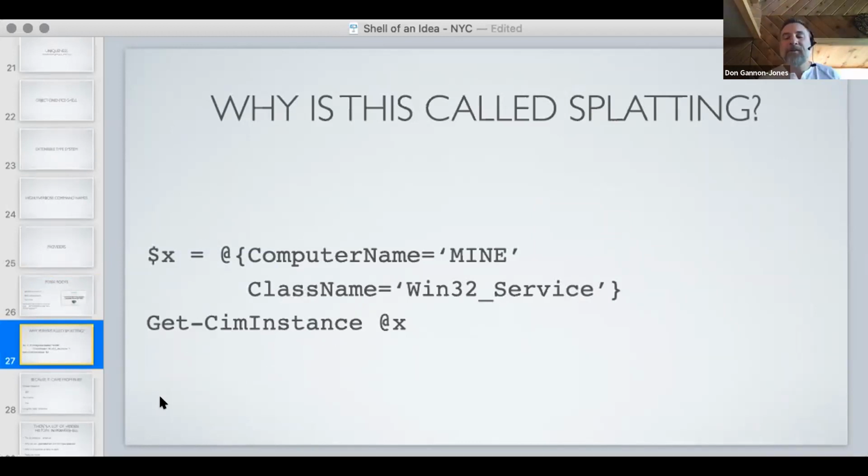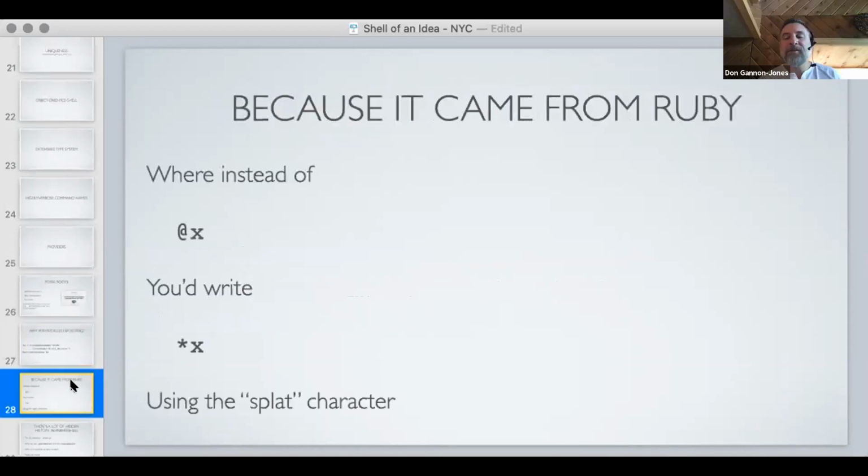Well, it's because it came from Ruby. In the Ruby programming language, instead of using an @ sign to expand the variable, you used the asterisk, which computer people call the splat character, because it looks like you splatted a bug on the sheet of paper. And so that's the little splat. That's why it's called splatting, because it's called splatting in Ruby.